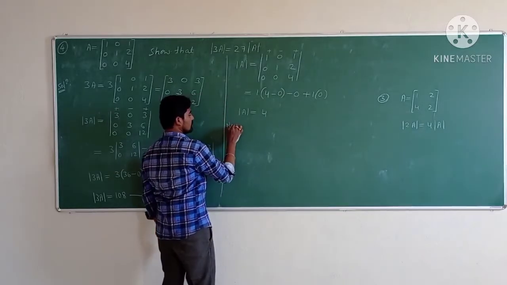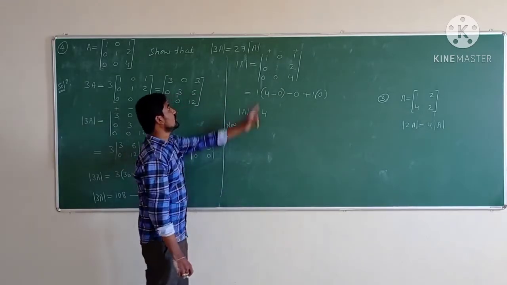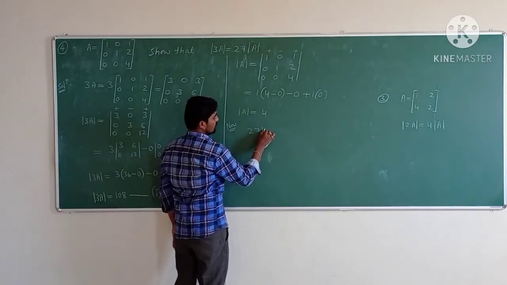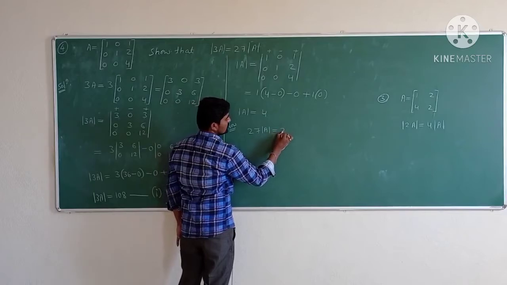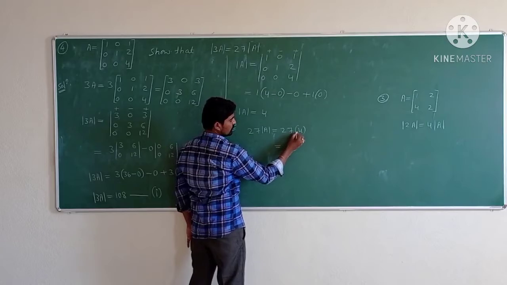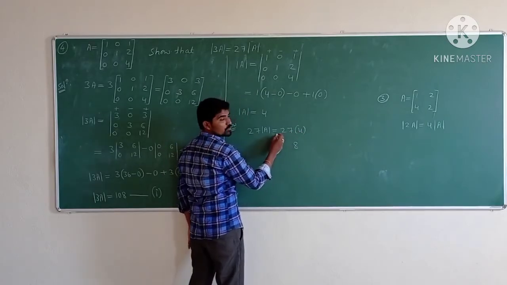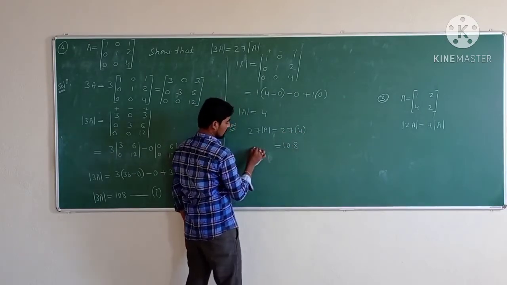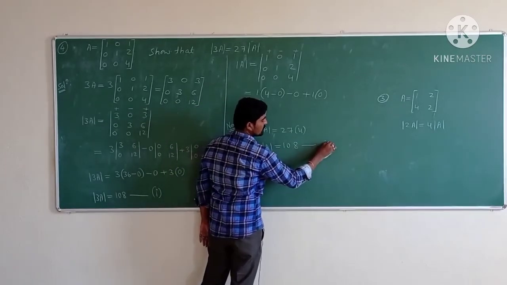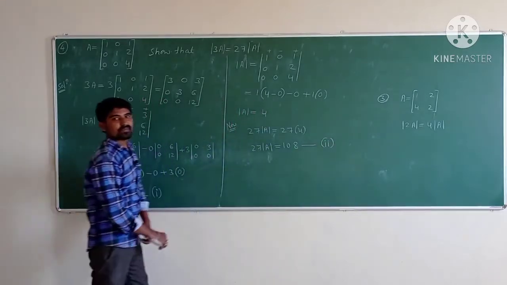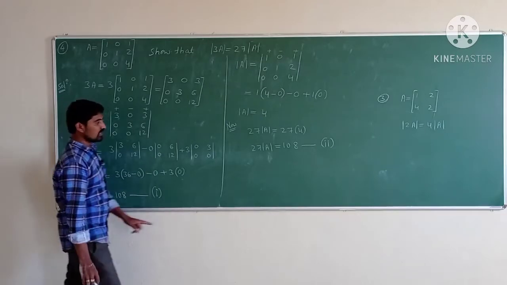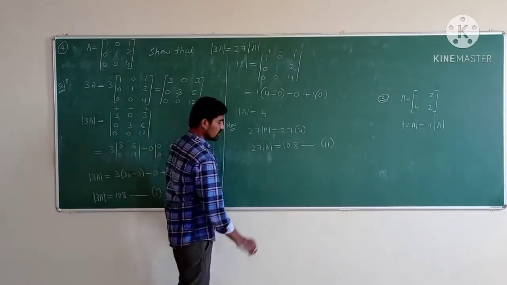Now we need to find the value of 27 into determinant of A. So 27 into determinant of A is equal to 27 into 4, which is equal to 4 7s are 28, 4 2s are 8, 8 plus 2 is equal to 10. Therefore 27 into determinant of A is equal to 108, and call it equation number 2. So from equation number 1 and 2 we may write determinant of 3A is equal to 27 into determinant of A.